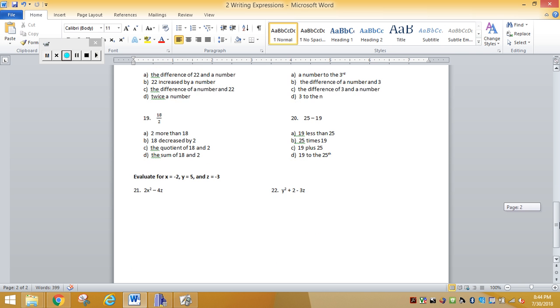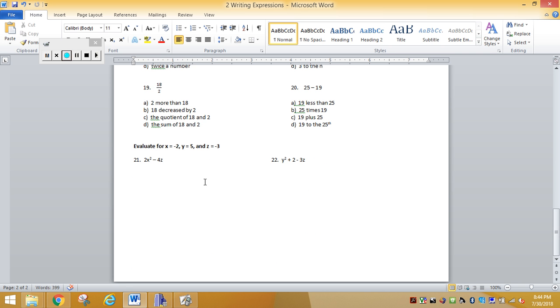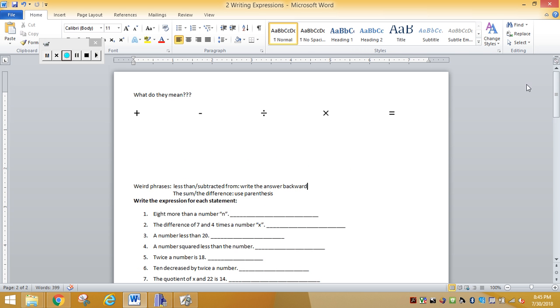And then 21 and 22 are like what we just got done doing. You know x is -2, so you'd plug in a -2. And remember, if you're ever squaring or doing a negative to an exponent, you need to do parentheses when you're typing it in the calculator. Okay? So go ahead and try these and turn it in when you are done.